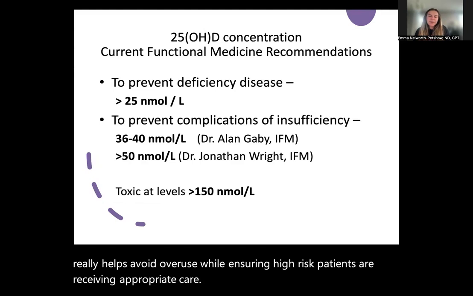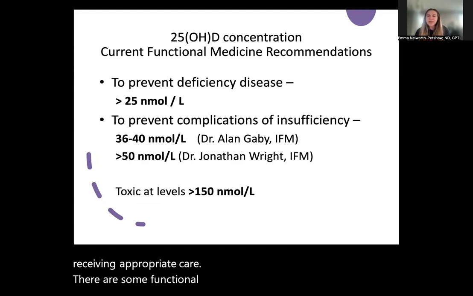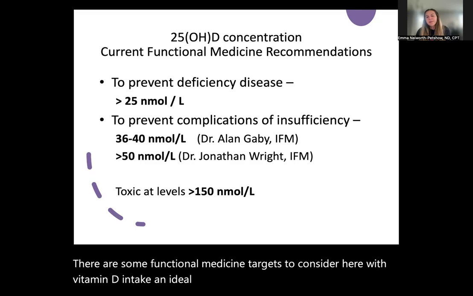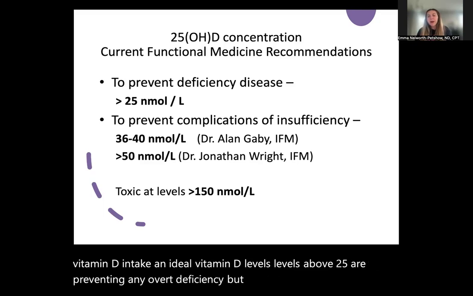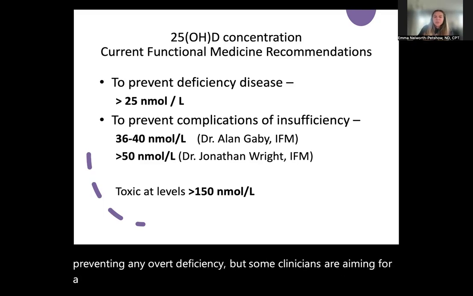There are some functional medicine targets to consider here with vitamin D intake and ideal vitamin D levels. Levels above 25 prevent any overt deficiency, but some clinicians are aiming for a higher level, like between 36 to 40, or even higher, up to 50 or even greater.